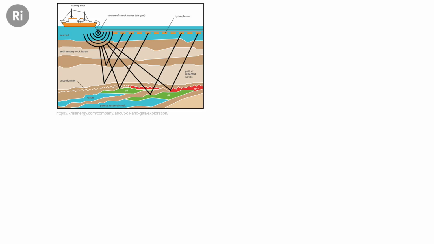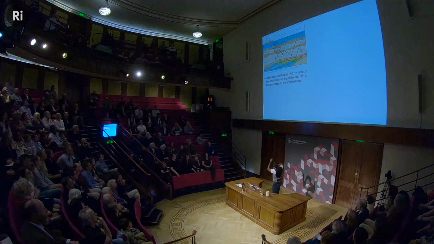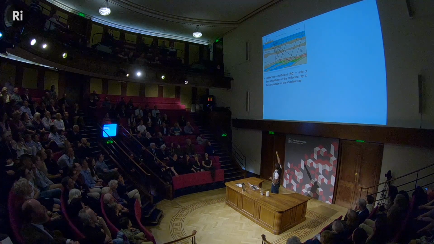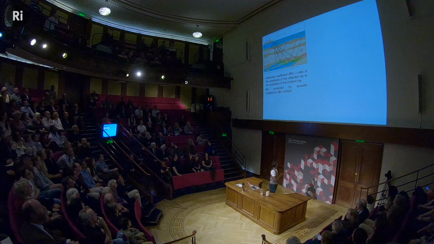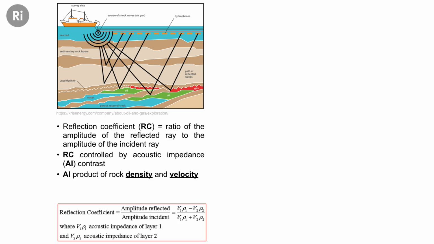And they're reflecting off these different rock layers down in here. They're reflecting back because some of the incident ray is transmitted into a reflected ray, and some of it keeps going down to the earth, but some of it comes back to these hydrophones. This thing called reflection coefficient is controlled by something called the acoustic impedance. What the acoustic impedance simply is controlled by is the density and velocity between the different rock layers.